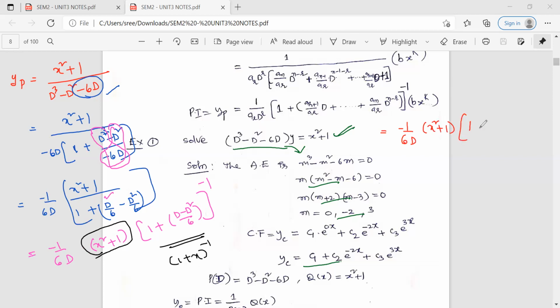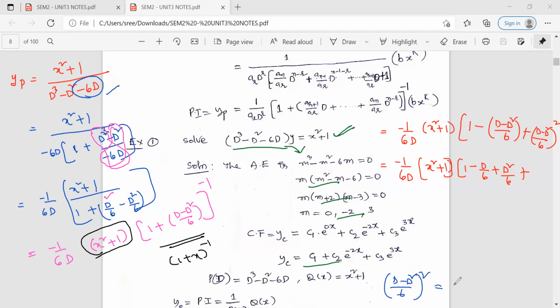Now I expand 1 minus x, that means d minus d squared by 6, plus x square, that means d minus d squared by 6 whole square, minus 1 by 6d into, first I simplify this one. After that I multiply with x square plus 1. Minus d by 6 plus d squared by 6 plus, tell me, d minus d squared by 6 whole square means d square plus d power 4 minus 2d cube by 36. In this, we no need to write 2d cube, no need to write d power 4.